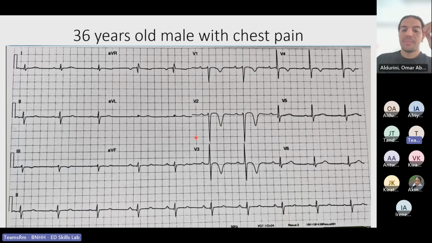So in this patient, can you tell which wall or which area these leads represent? Is it the anterior wall? Yeah, perfect, that's correct. Anterior wall.